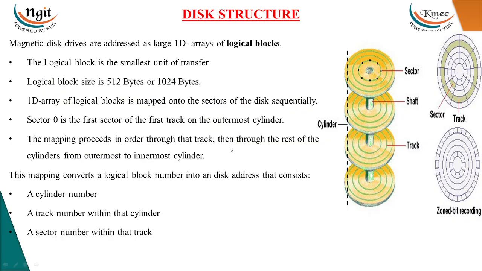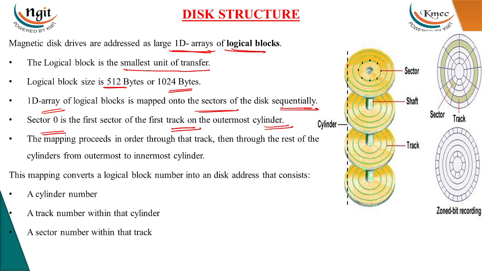Now, magnetic disk drives are addressed as 1D arrays of logical blocks. The logical blocks are the smallest unit of transfer. The size of these logical blocks is either 512 or 1024 bytes. These 1D array logical blocks are mapped onto sectors of the disk sequentially. So this is a sector, this is a cylinder, and these are tracks. Sector 0 is the first sector of the first track on the outermost cylinder.